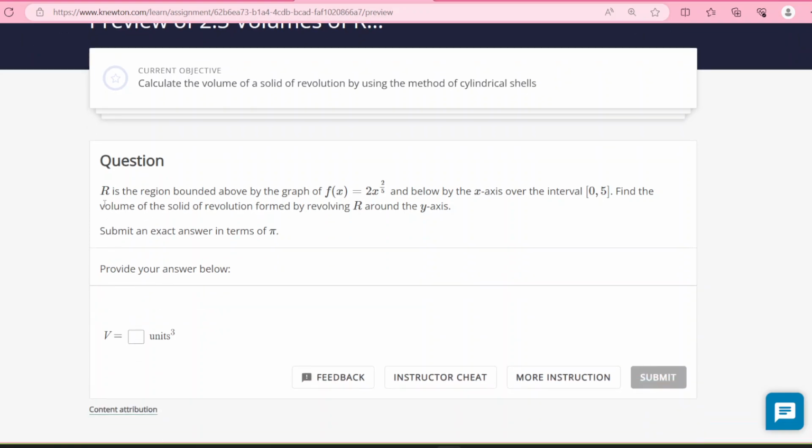So in this first question, the region R is bounded above by the graph of f of x equals 2x to the 2/5 power, and below by the x-axis over the interval from x equals 0 to x equals 5. I will draw this region on the xy plane, and then we're going to find the volume of the solid of revolution formed by revolving this region around the y-axis.